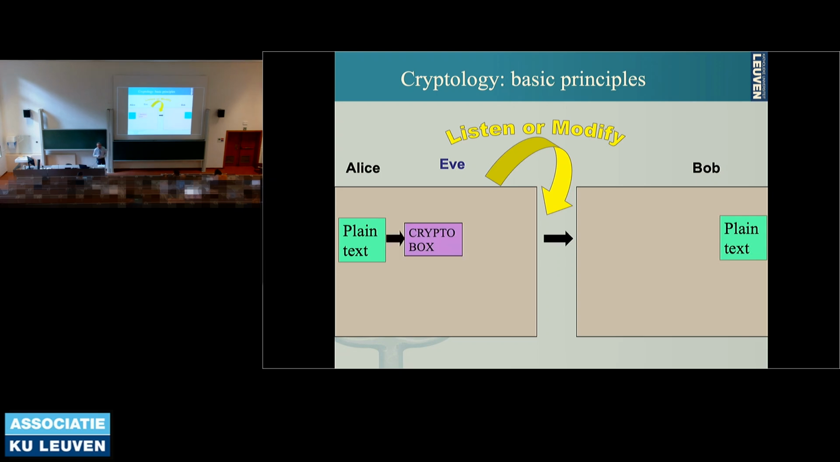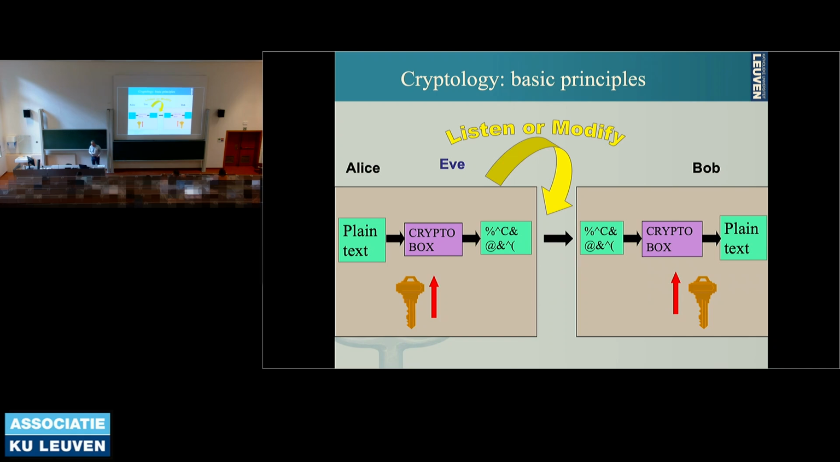And the way we solve this is by introducing crypto boxes that convert messages or plain text into cryptograms on the side of Alice and that do the opposite operation on the side of Bob. And both of these boxes work with a key, which for the purpose of this lecture will be the same key. So Alice and Bob will have the same key. And of course, in general, you need to think of a way how Alice and Bob can share the same key, but that's outside the scope of this lecture.